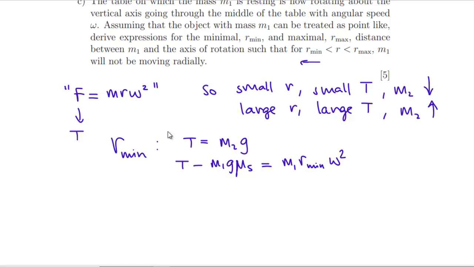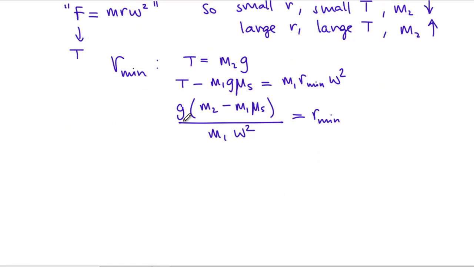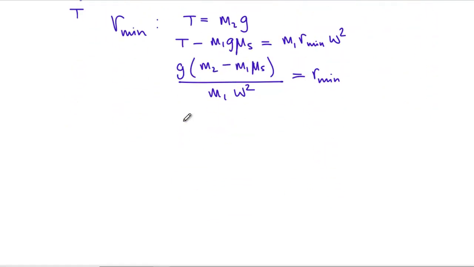We combine them. Well, we need to get rid of the T's, don't we? So we can just put the M2 g in here and then divide by M1 omega squared. Well, this just falls out immediately. So we can factorize the g and have M2 minus M1 mu s, and then divide that by M1 omega squared, and that is our R min. Super speedy.